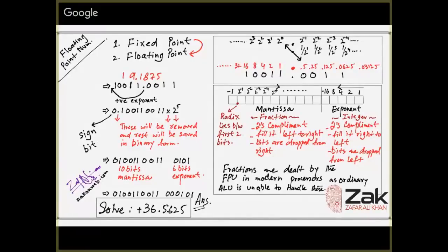Okay. Now try solving this: 36.5625. You will easily get 36, 32 plus 4, but how will you get .5625, right?